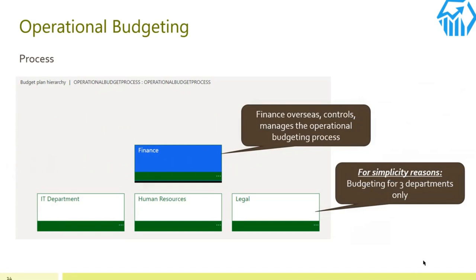So what did I do in Dynamics to get these approaches built in? First of all, I make use of budget planning. For budget planning, I have a finance department, and this finance department does not get any funds. It's just a kind of administrative section in my example that is overseeing and processing the whole process. And I have three departments, IT, HR, and legal, and they get the funds.